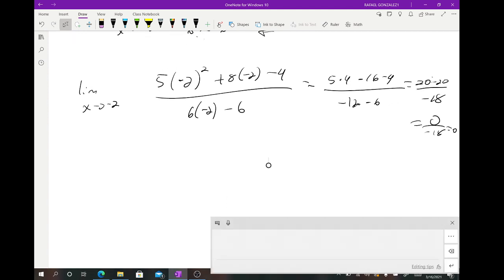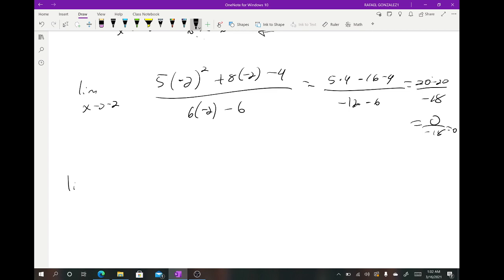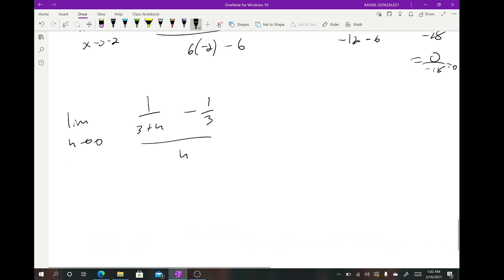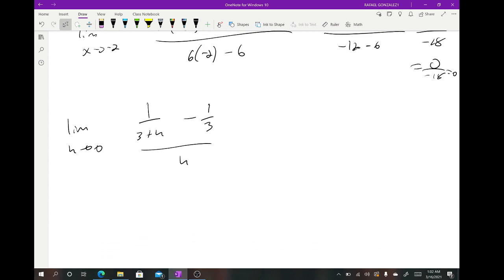Let's do another, more challenging one. What about the limit as h goes to 0 of 1 over 3 plus h minus 1 over 3, divided by h? Here, notice that direct substitution is not going to work. And the reason why it's not going to work is because when you plug in 0 for the limit, we're going to get undefined. So we cannot do that. So what that means is that we have to simplify the rational expression by first rewriting it.